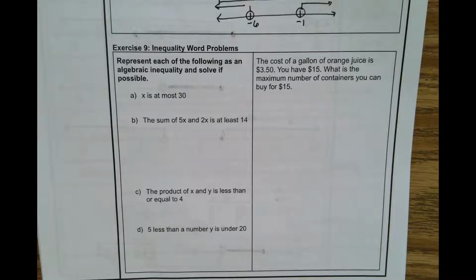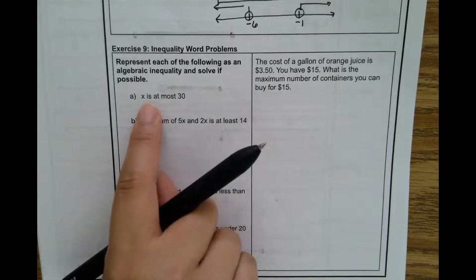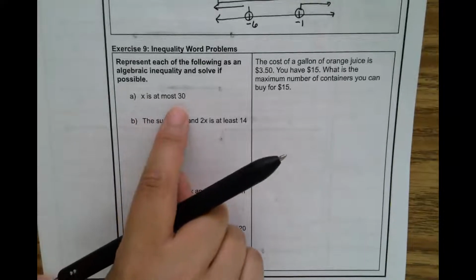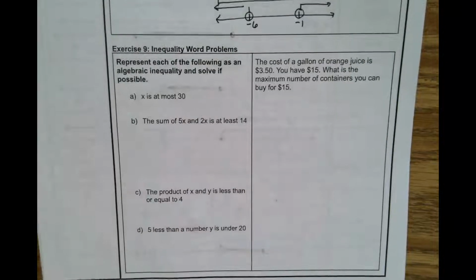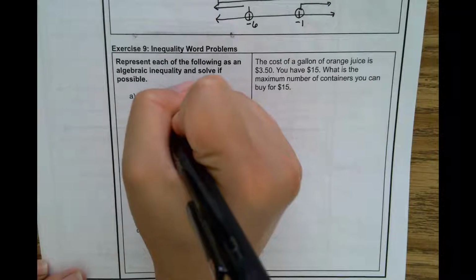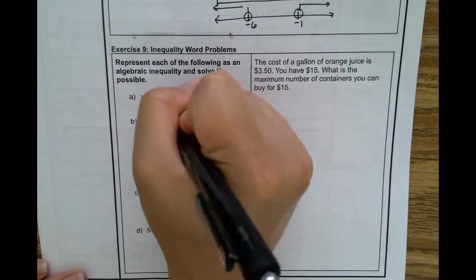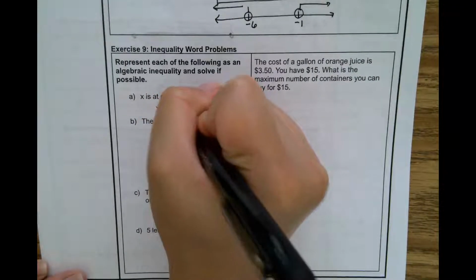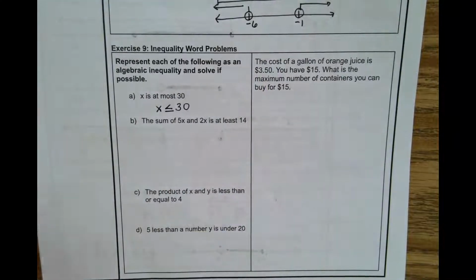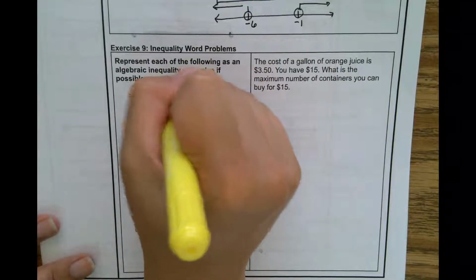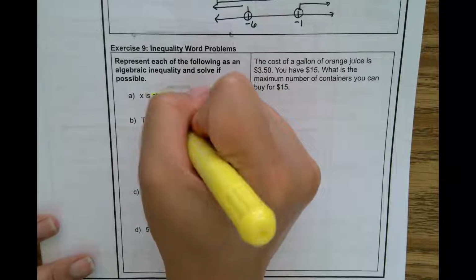Okay, so here it first tells me that x is at most 30. And what that means, if x is at most 30, x has to either be less than 30 or equal to 30. Okay? So here, this at most actually means less than or equal to.